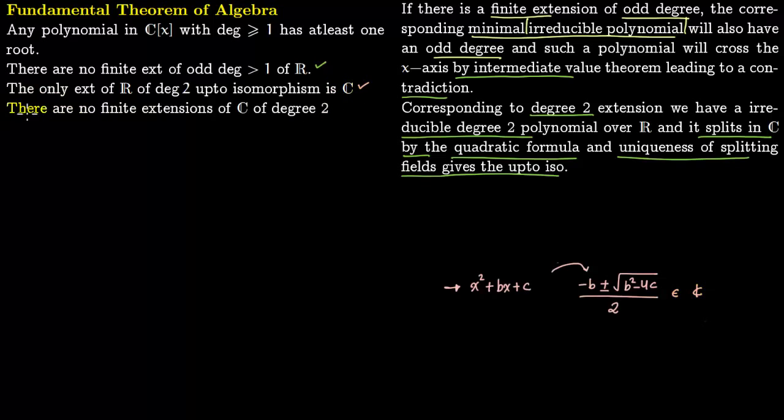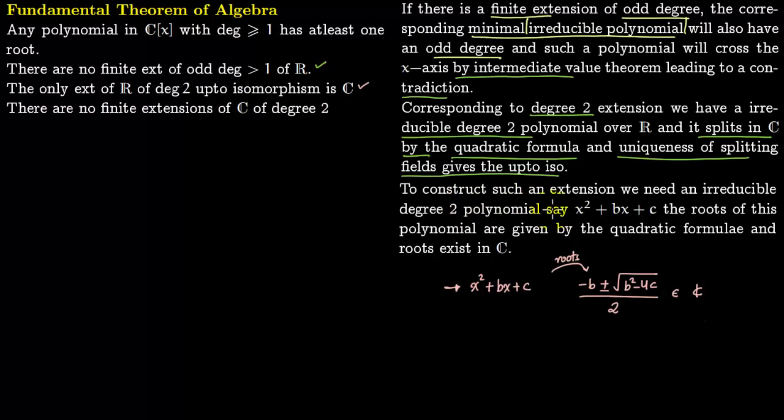The third thing we want to show is that there are no finite extensions of complex numbers of degree 2. Say you want to construct an extension K over the complex numbers, and this extension is of degree 2. If you construct such an extension, you have to associate with this degree an irreducible polynomial of degree 2.